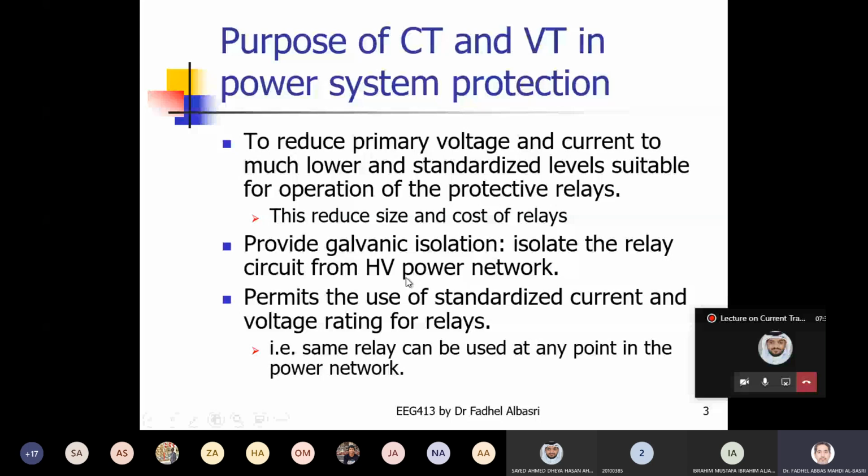This is the second purpose, and as I said, their outputs follow standards. It permits the use of standardized current and voltage. The outputs of the CTs and VTs are at standard voltage and current levels, so that the same relay can be used at any point in the power network.